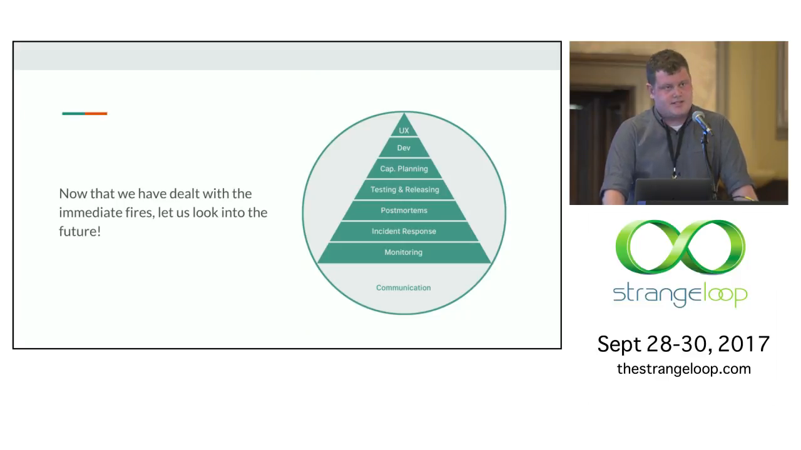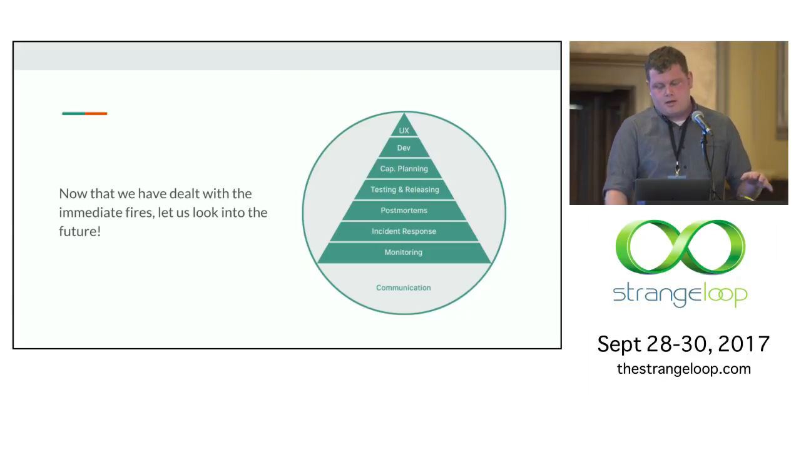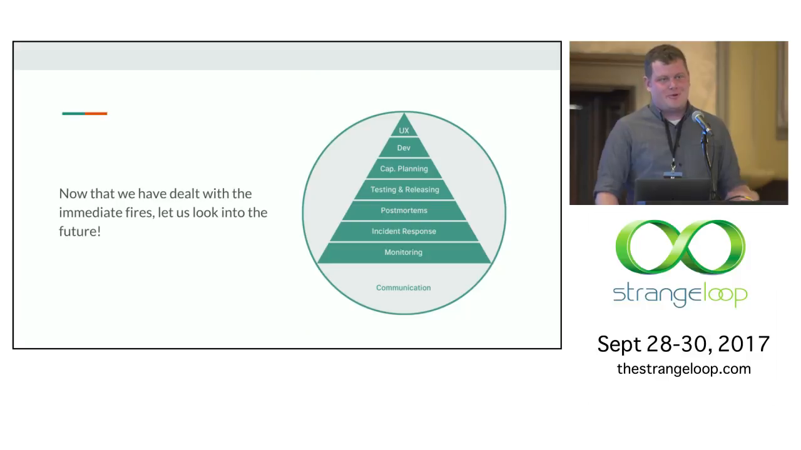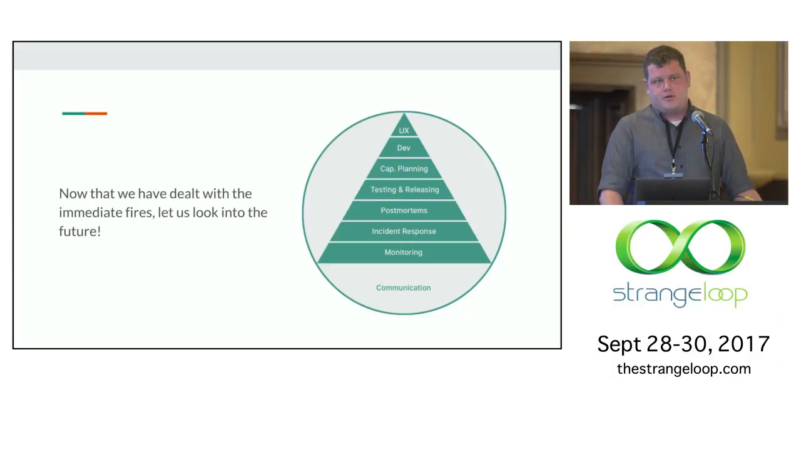Next up is testing and releasing. So we've sort of dealt with the immediate fires, right? The monitoring was to make sure we know what's currently going on or has gone on recently. Incident response is to respond to things that we discover in our monitoring. Postmortems go over those incidents that have just happened. So now we can start looking forward. And usually the way that engineering teams move forward is by writing code and releasing it.